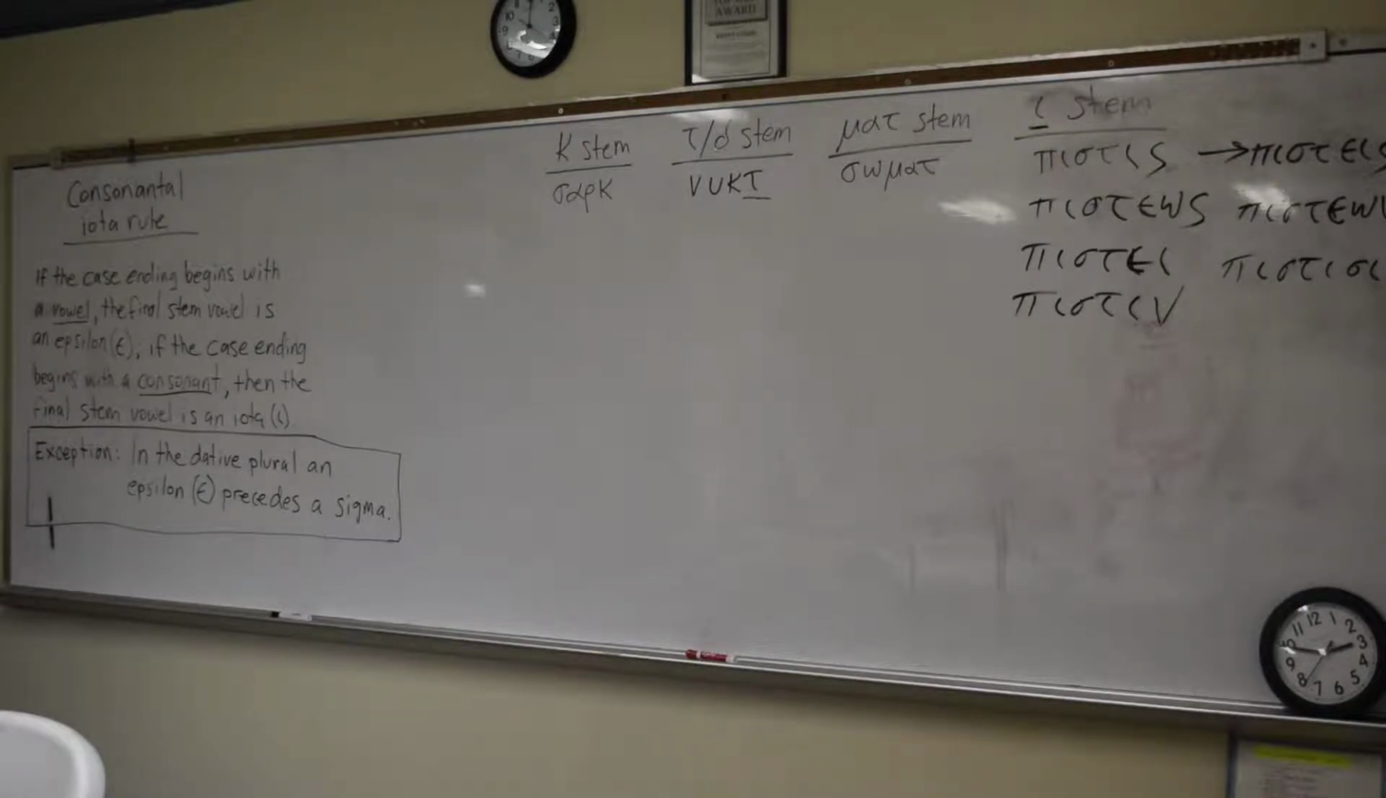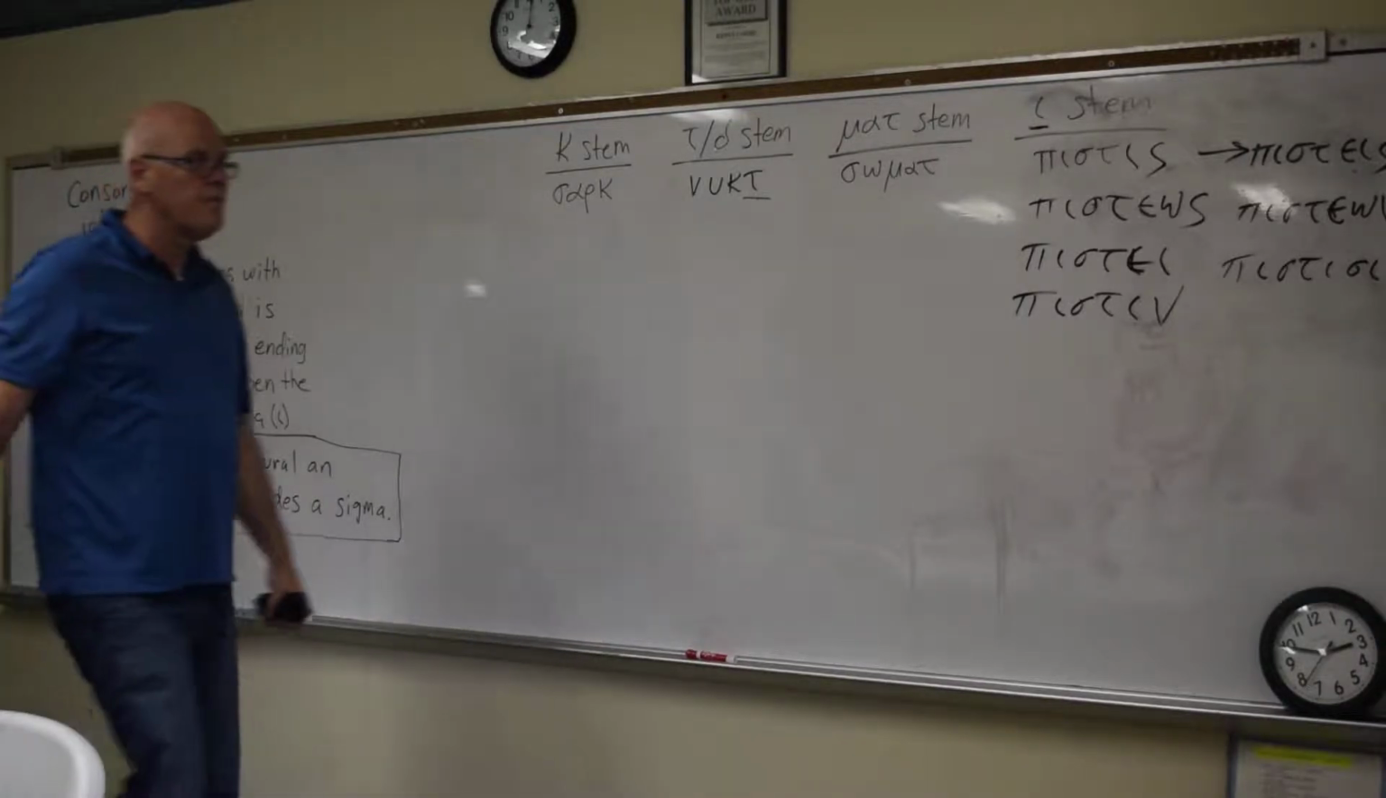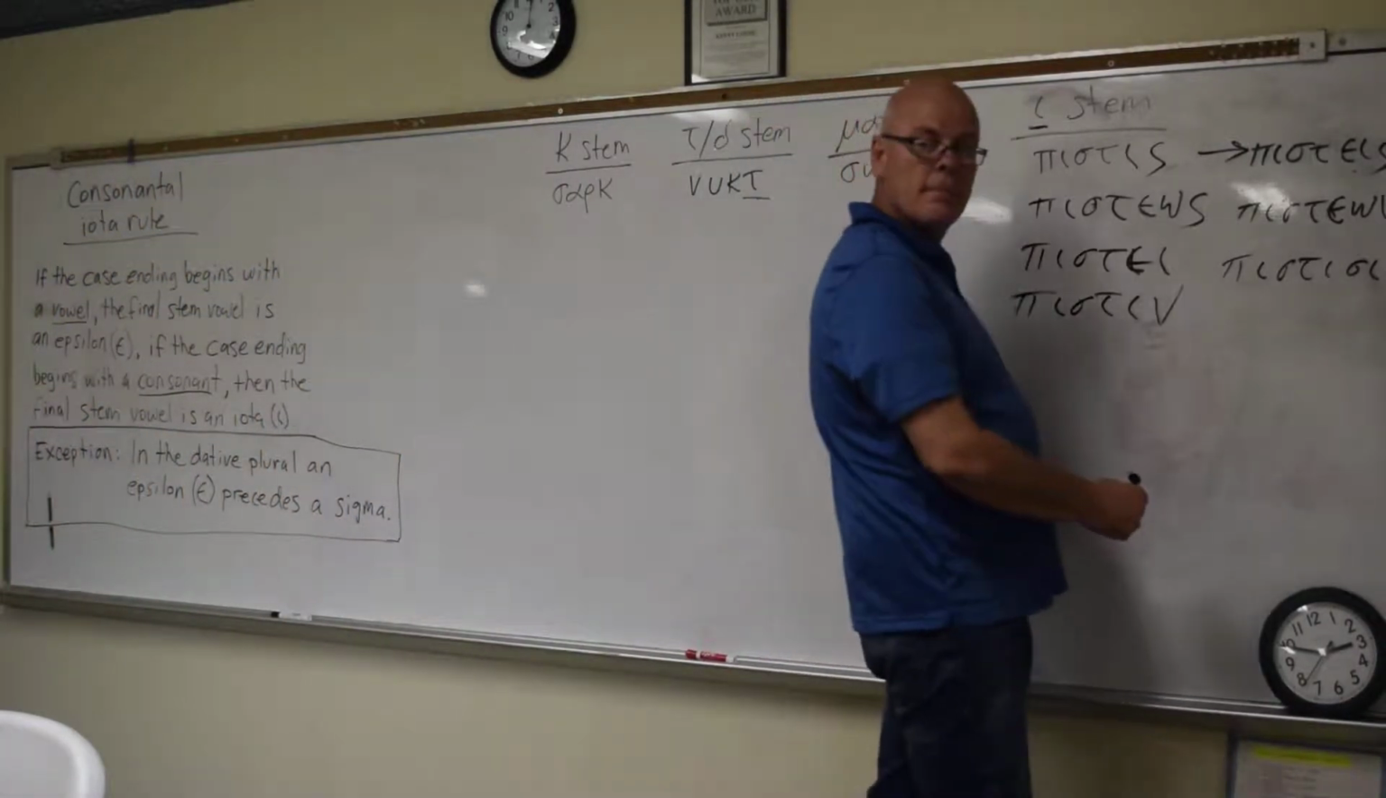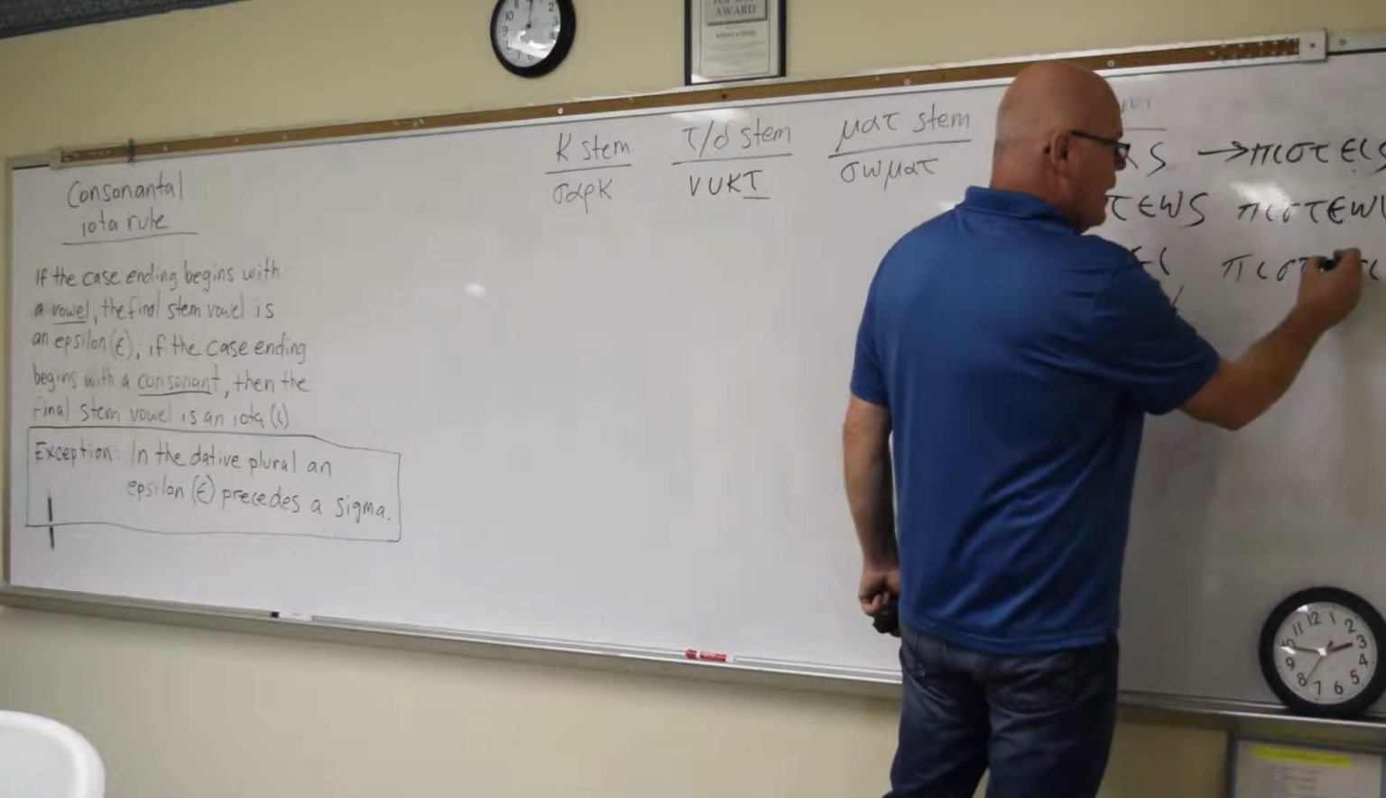If the case ending begins with a consonant, then the final stem vowel is an iota. But you said the exception is in the dative plural. In the dative plural, an epsilon precedes the sigma. So it would be epsilon instead of iota.